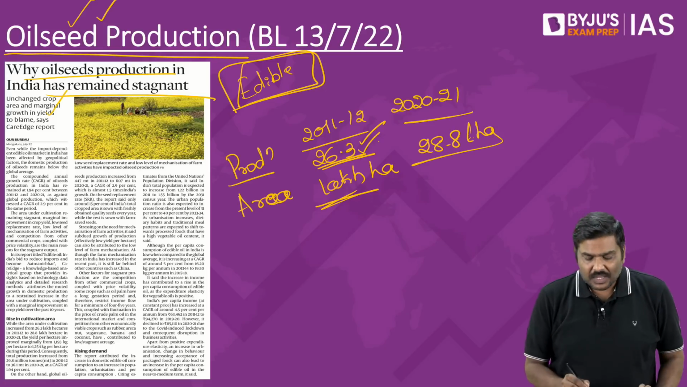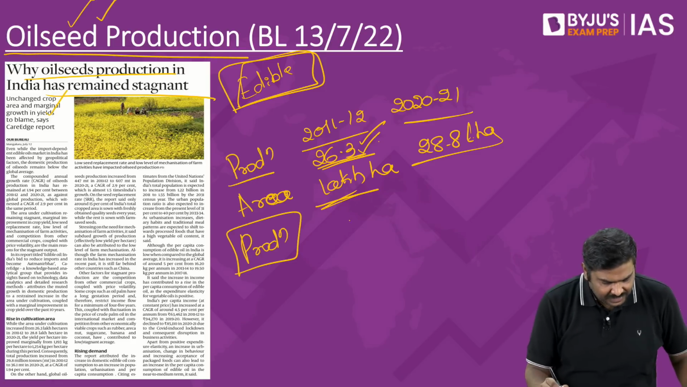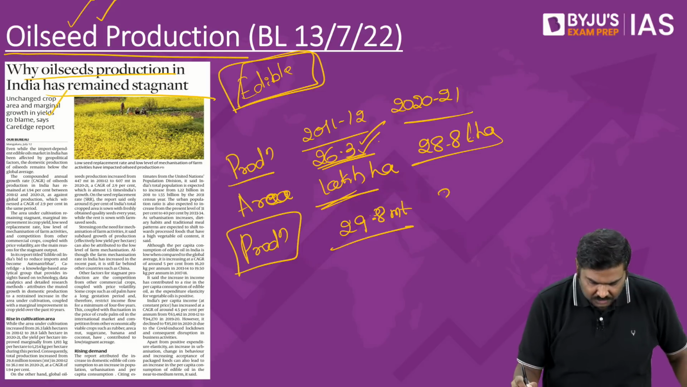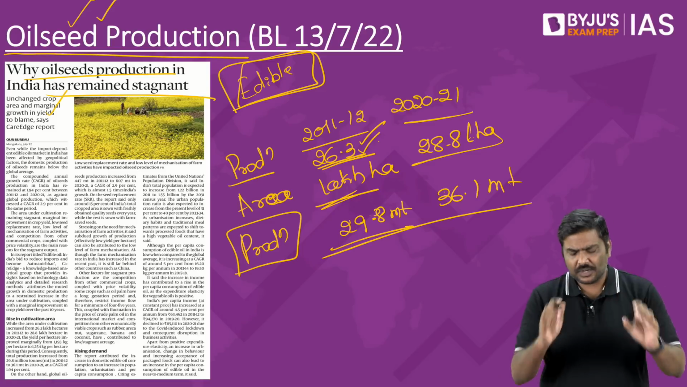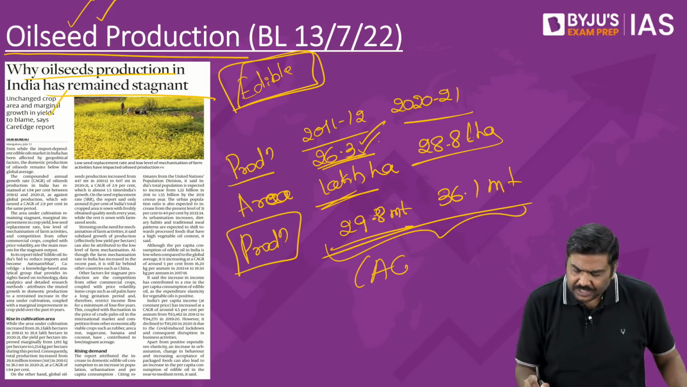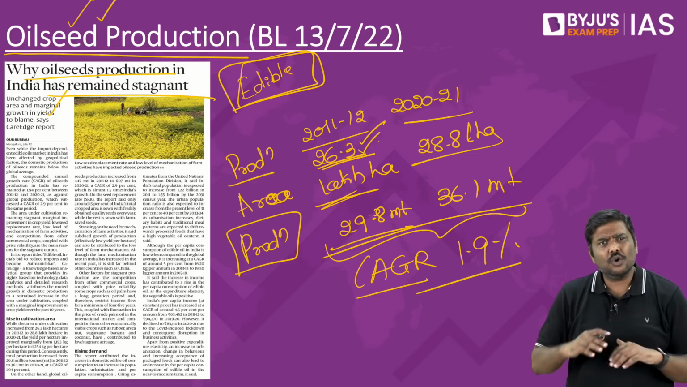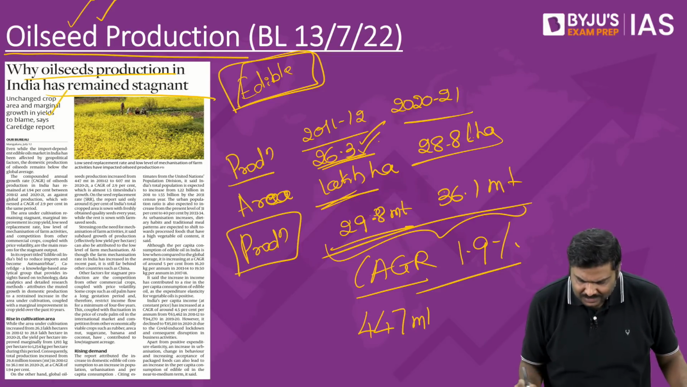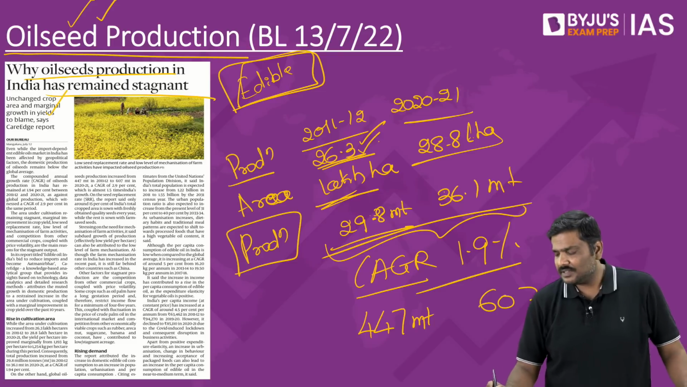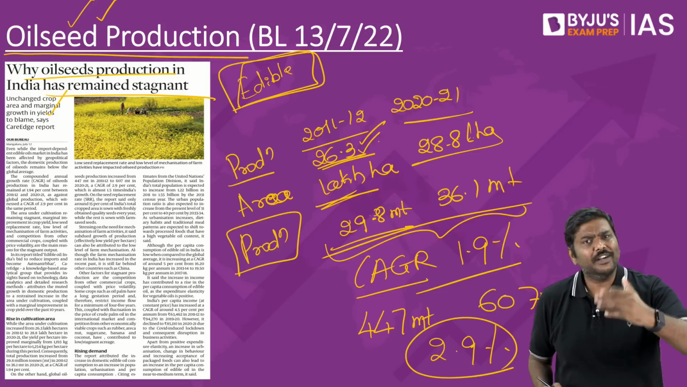Right, this is one point. Second, the overall production in the domestic market has increased from 29.8 million tons to 36.1 million tons. And in this 10-year duration, the compounded annual growth rate of oilseed production has been around 1.9%. Whereas if you talk about the global market, overall global production has increased from 447 million tons to 607 million tons, which turns out to be a compounded annual growth rate of 2.9%.